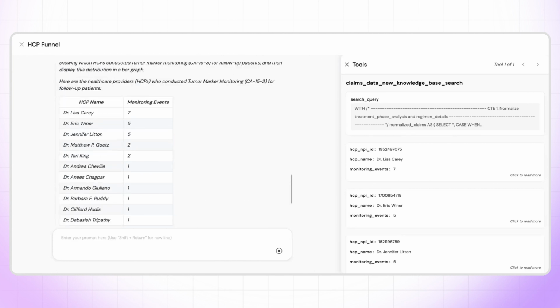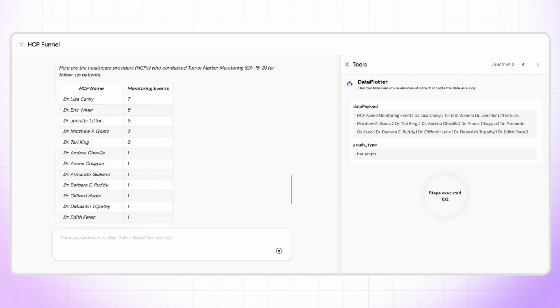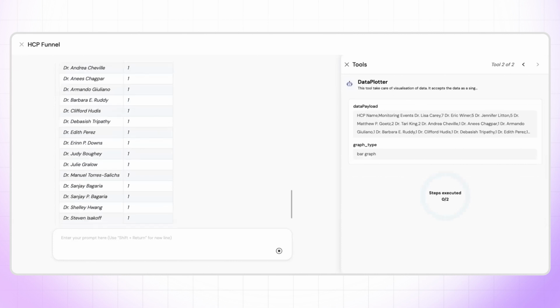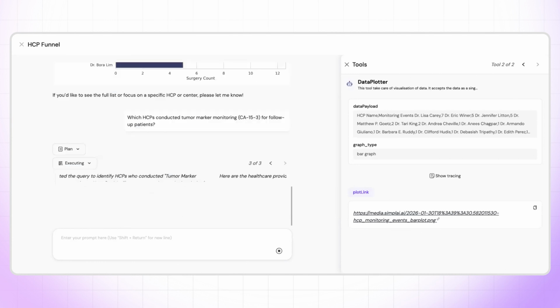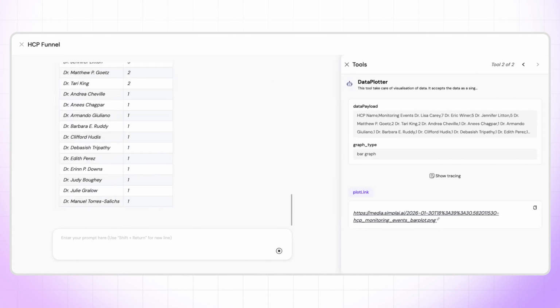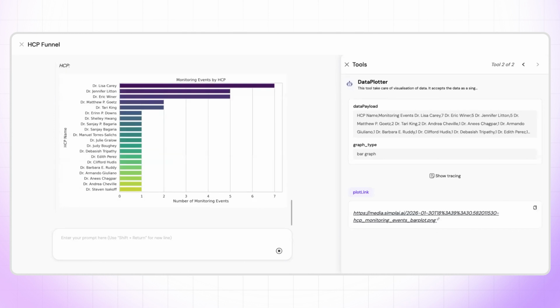Here it presented the data with the HCP name and the monitoring event. For example, Dr. Lisa Kelly has done the same 7 times, followed by Dr. Stephen Isakov. Right. It is also asking if it can generate a bar graph for a visual representation of the monitoring. It invokes the tool, which basically does the visual representation. Again, a simple human readable format and visualization.